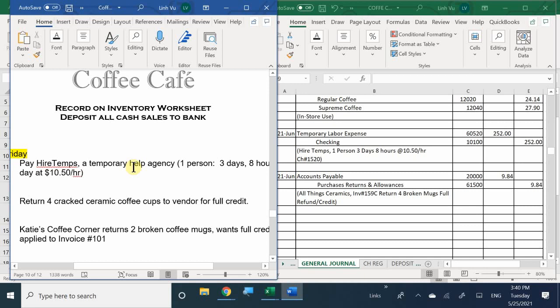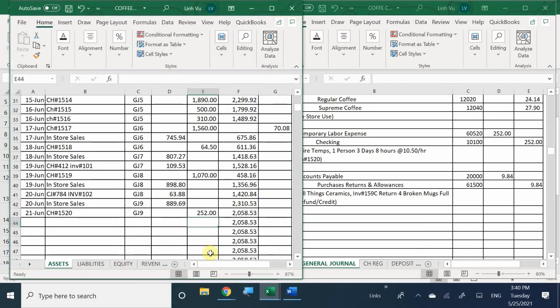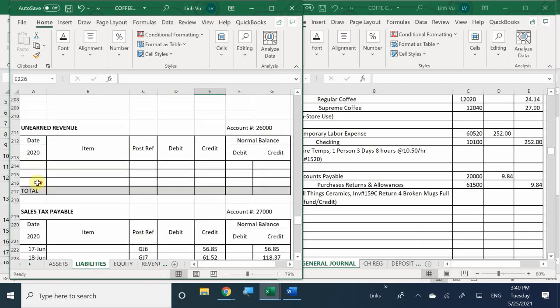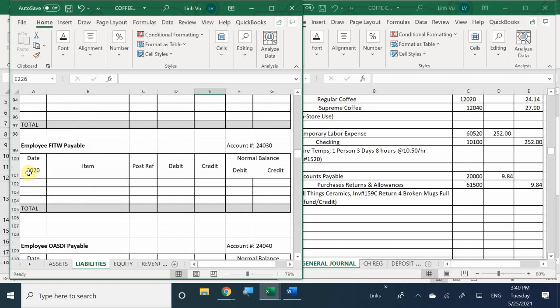So what do we do now? Now we have to go to the general ledger. Okay. We want to go to accounts payable. Accounts payable, liabilities, okay.